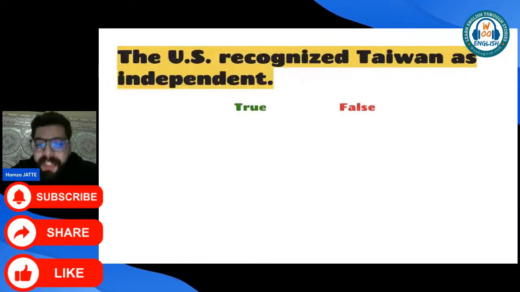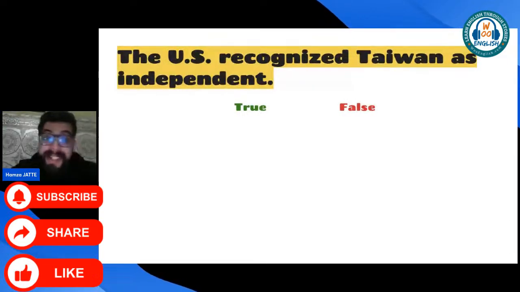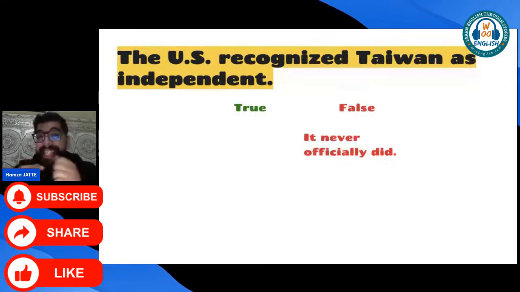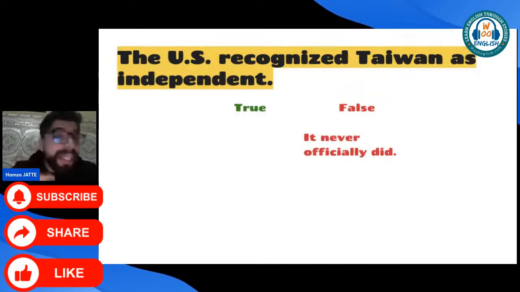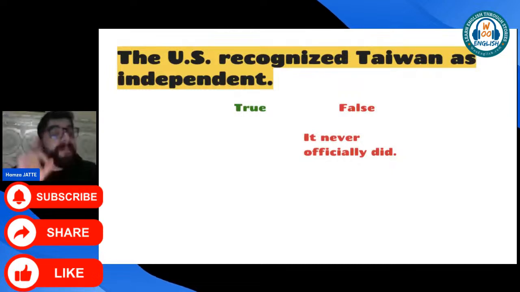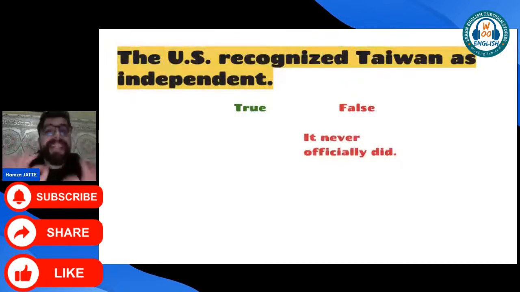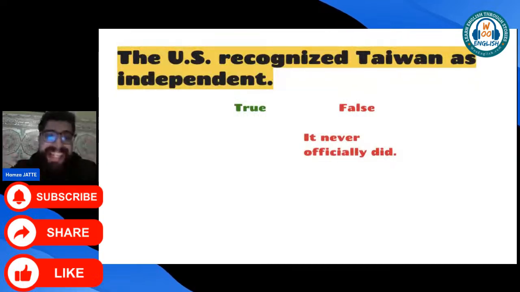All right. True. Is this true? Okay, let us check if this is true indeed. No, not really. It never officially did. This is why we said in the beginning the status of Taiwan is disputed, because while the United States is supporting Taiwan, it did not recognize it as an independent country. That can be very dangerous, because if the United States officially says Taiwan is an independent country, that means war between China and the United States. So the United States is very diplomatic in this sense.